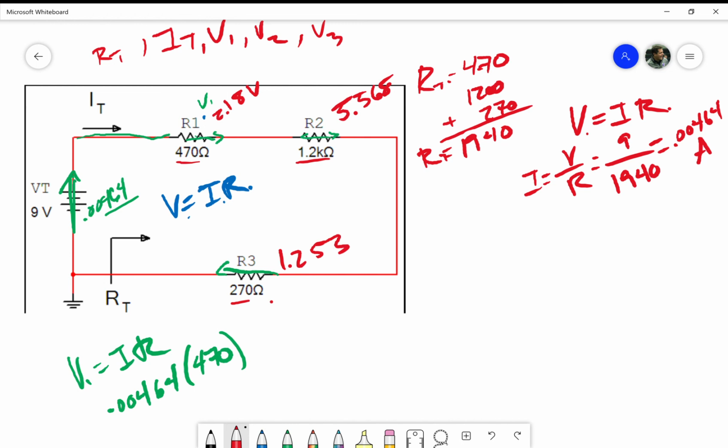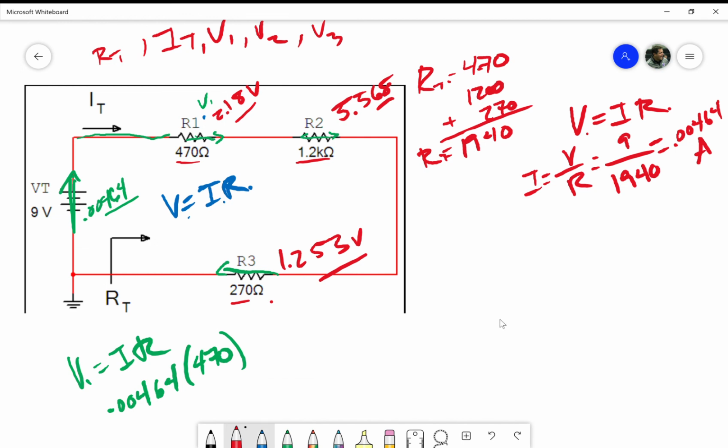1.253 volts. Okay, now there might be a little bit of rounding, but I want you to notice the last thing again for series circuits. In series circuits, all 3 voltages here have to add up to the total. So in a series circuit, the current stays the same throughout, and the voltages add up to a total.